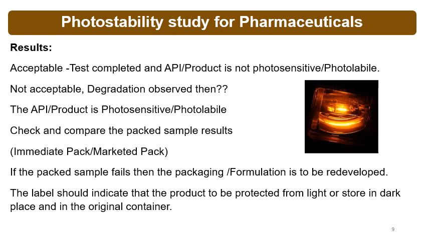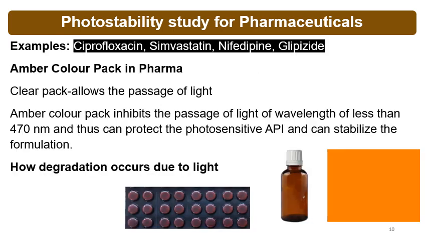If the product is passing with the immediate pack or marketed pack, and if it is failing in open condition, then labeling instruction should be given, like store in the original pack. Sometimes if the core tablets are packaged into the clear blister, both the samples are failing. Consider a case that both the samples are failing. That time you can go for the opaque blisters, so that you can protect the formulation from effect of the light.